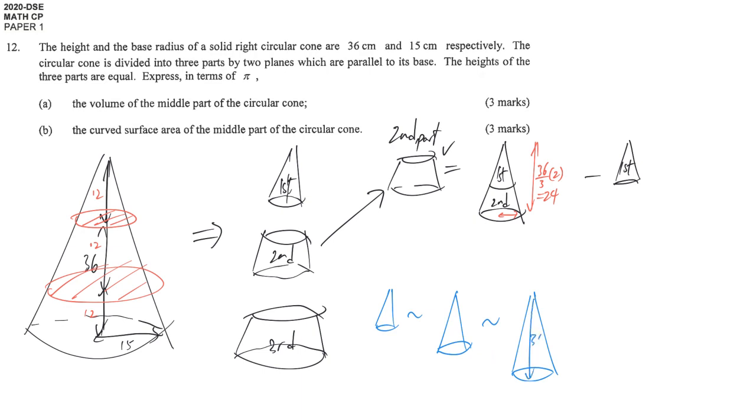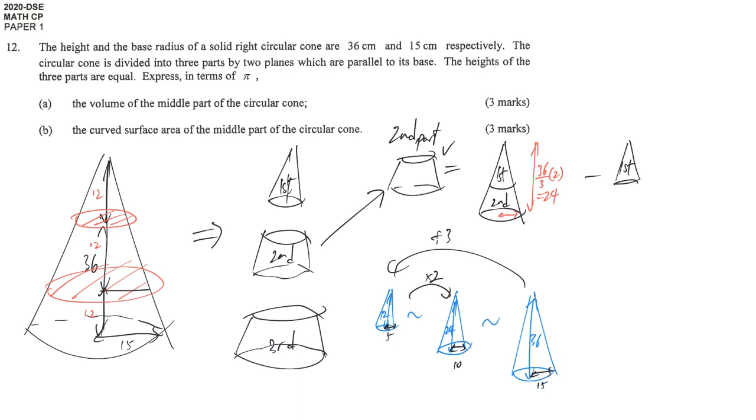The height here is 36, so this is 12, this is 2 sections, 24. And then the base radius here is 15. So you find that we divide by 3, we get this one. So that's why this radius is 5. And from here, we just multiply each length by 2. So that's why this is 10. But of course, this is for your understanding only.